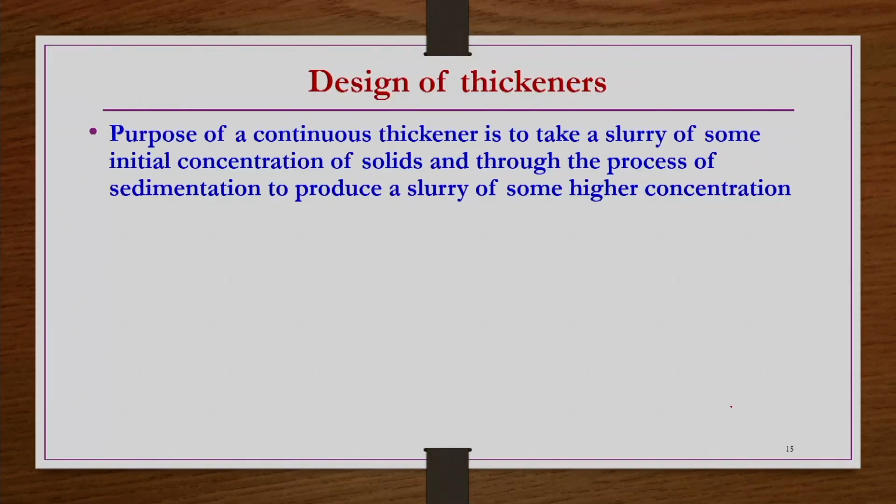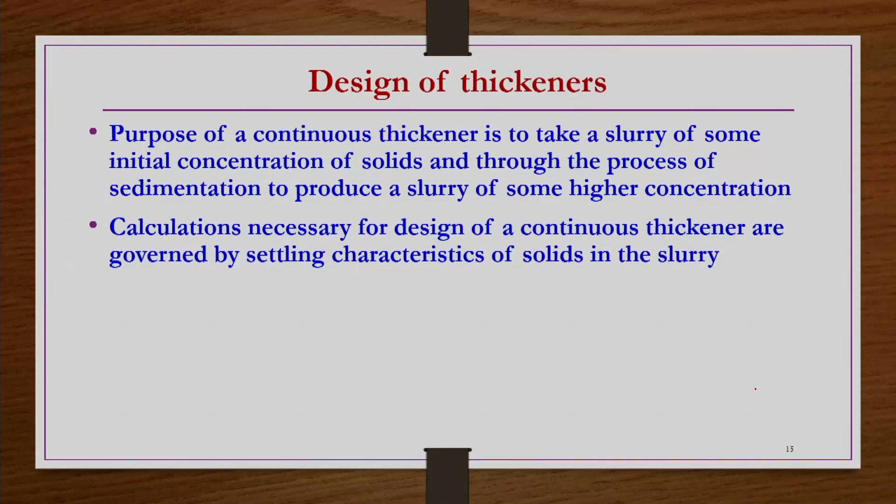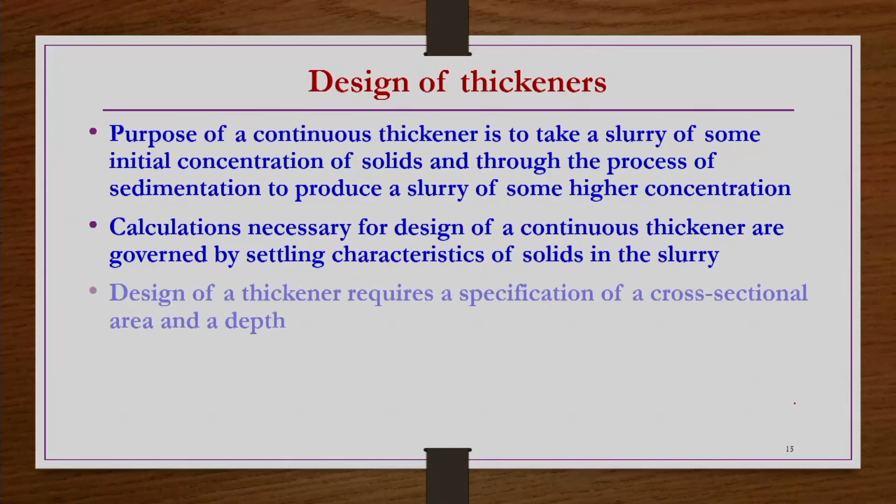That is one. If you have a continuous thickener, then the sludge underflow rate should also come into the picture, because that is also very essential. The purpose of a continuous thickener is to take a slurry of some initial concentration of solids and, through the process of sedimentation, produce a slurry of some higher concentration, obviously. So the calculations necessary for the design of a continuous thickener are governed by the settling characteristics of solids in the slurry.